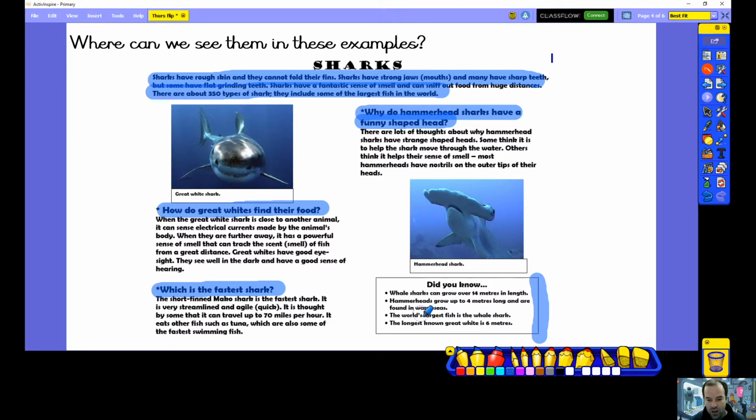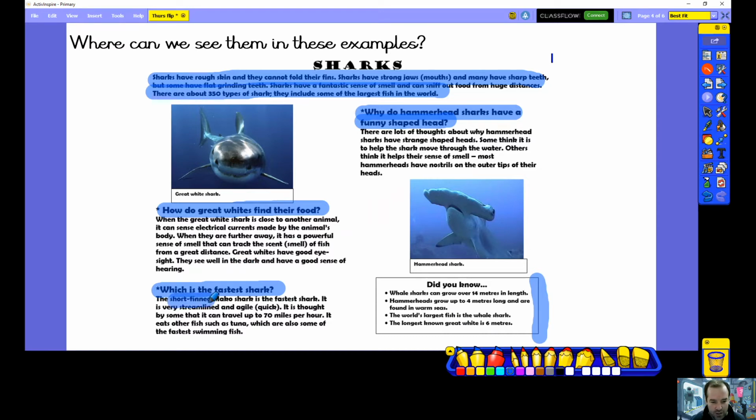This is all facts. The world's largest fish is the whale shark. Longest known great white is 6 meters, hammerheads grow up to 4 meters, etc. That is all facts. But there are other facts hidden in the paragraphs as well. It doesn't have to just be in a did you know box.